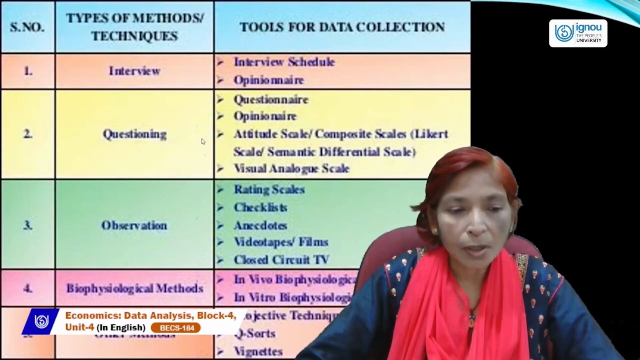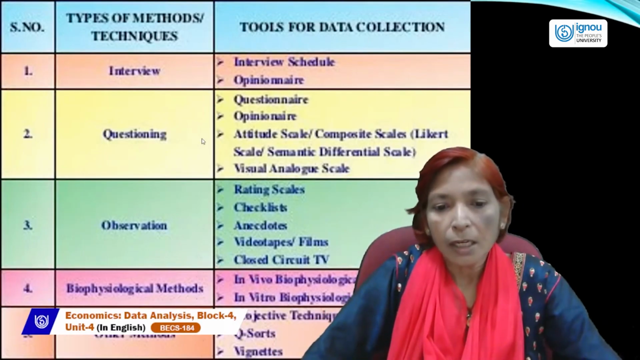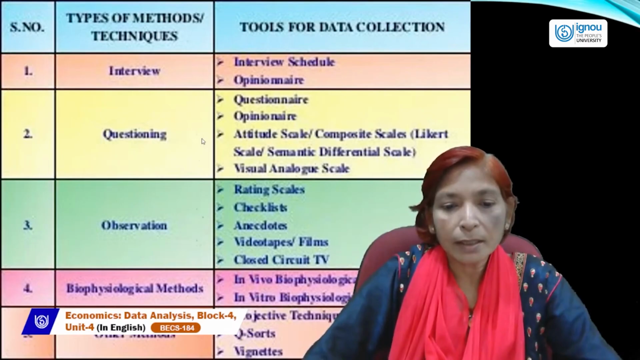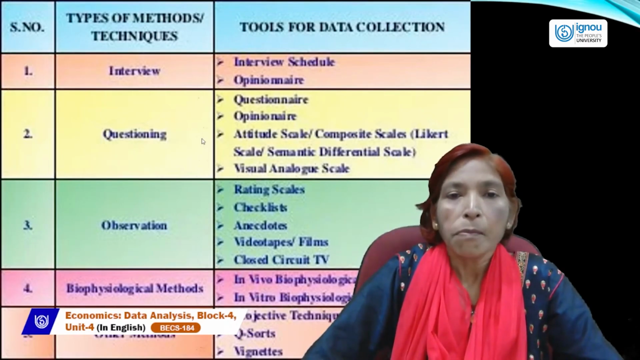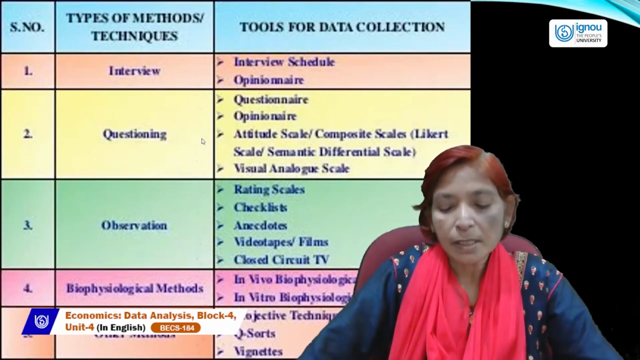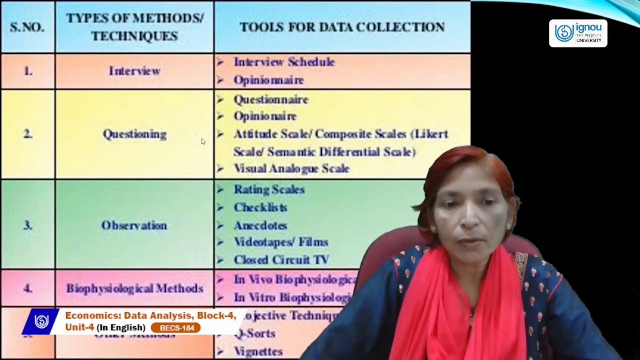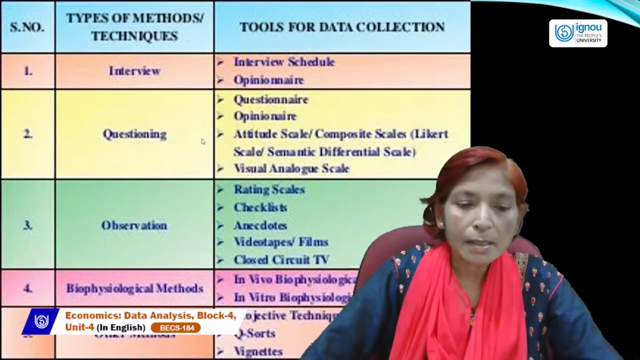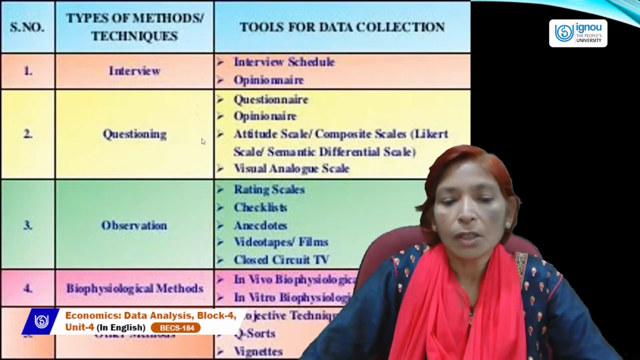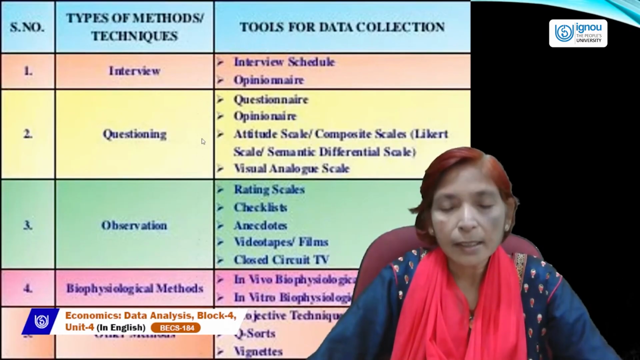Next is the biophysiological method, which includes in vivo and in vitro methods. In this, we can use data collection through persons. If any person's autobiography or any published data is given, then we can take data from publications, books, journals, etc. Other methods are projective techniques, sociometry, etc. So these are the methods of data collection.